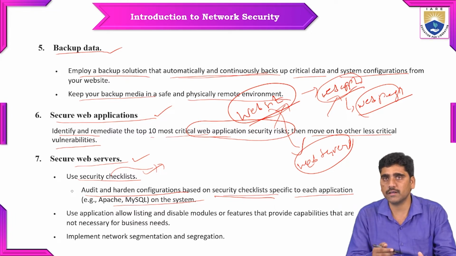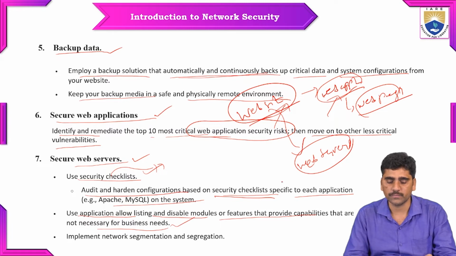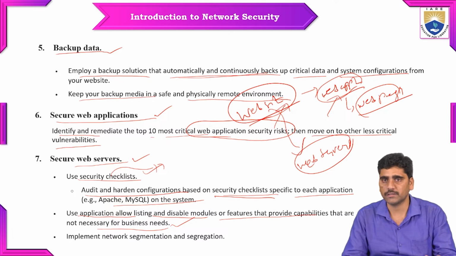Each and every application has to be verified, and each and every application has to be authorized to use the website information. So use application allow listing and disable modules or features that provide capabilities that are not necessary for business needs. Some applications have to be allowed for website access, and some applications may not be allowed. Take an example of any updates or registration pages, where you can give all the details in the registration form.